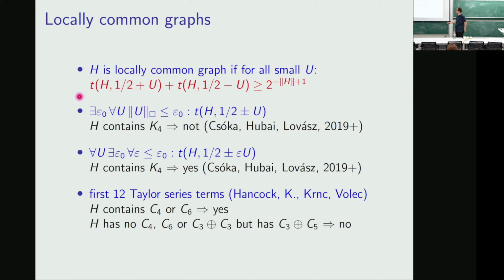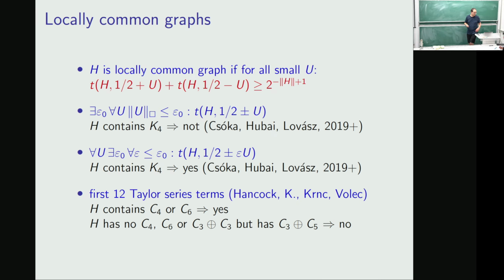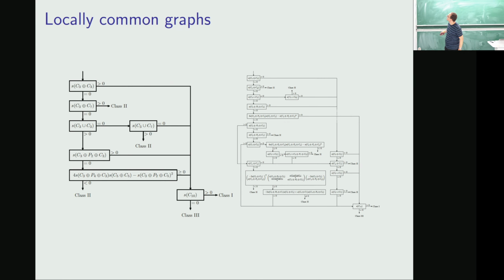But we also showed that, for example, if there is no C4, C6, or two triangles sharing a vertex, but there's a triangle and a 5-cycle sharing a vertex, then it's not locally common. Basically, what we did is look at the terms which correspond to the powers of epsilon up to 12, and based on these terms, we say it's locally common, it's not locally common, or one needs to look at additional terms in this Taylor expansion. So it may be either way, but we cannot decide based on what we see. And this corresponds to looking at certain subgraphs, and these are the statements of our theorems.